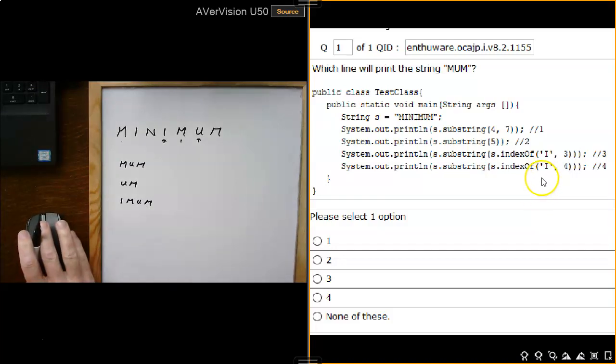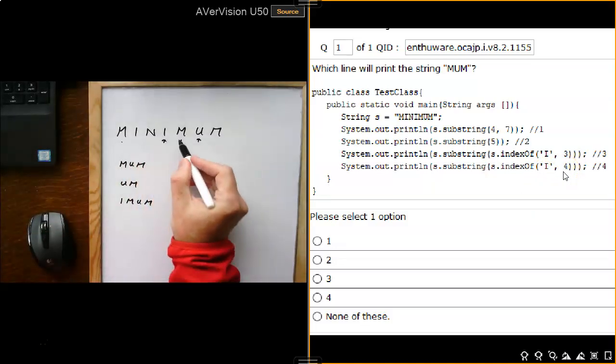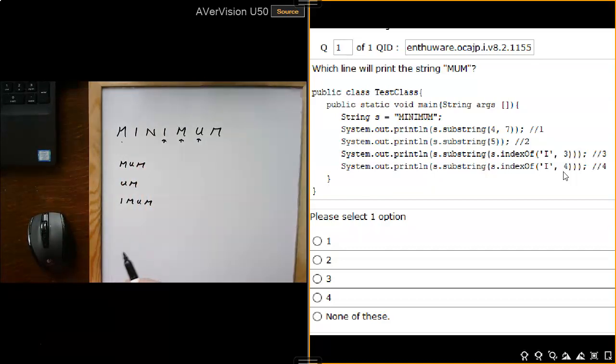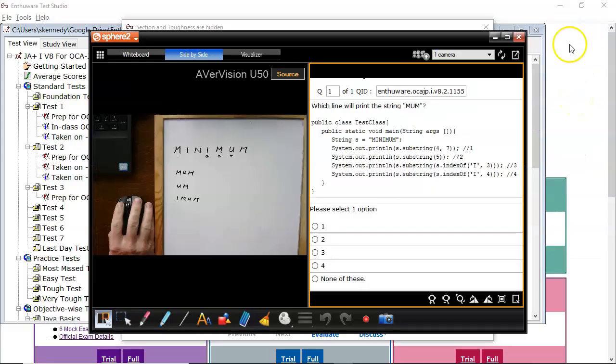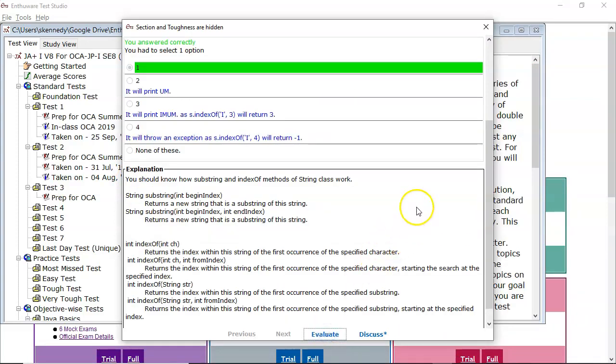And the last one is looking for I starting at index 4, but 0, 1, 2, 3, 4. There is no I from there on, so it comes back with -1, which means you will actually get an exception. So let's go back to N2R, and our answer was 1. And there we are correct.